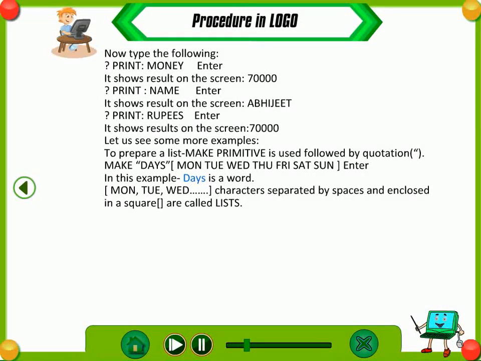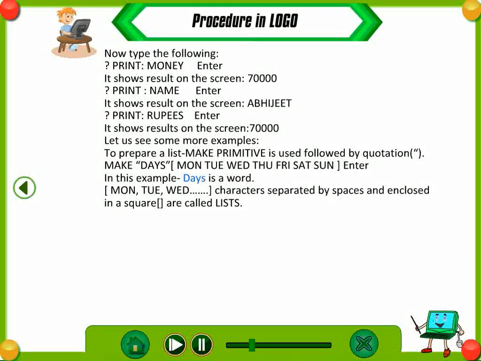Now type the following: print dot money, enter. It shows the result on the screen: 70,000. Print dot name, enter. It shows the result on the screen: Abhijit. Print dot rupees, enter. It shows the result on the screen: 70,000. Let's take some more examples.